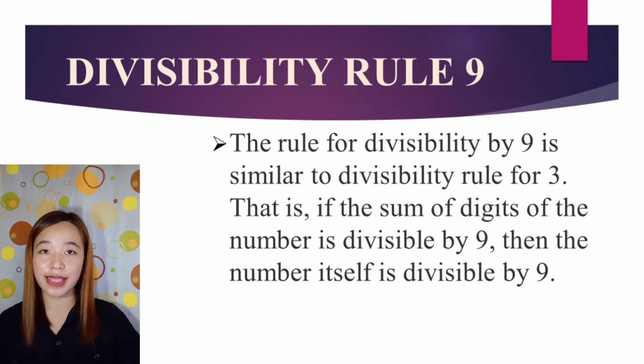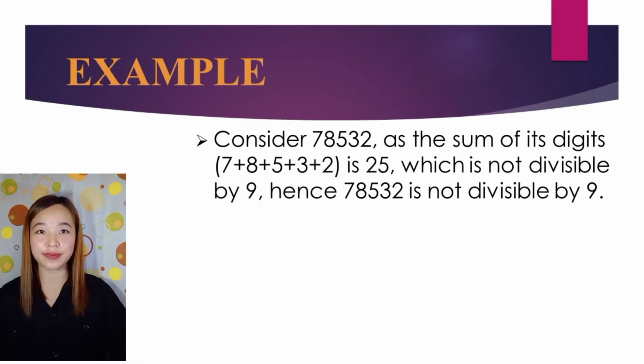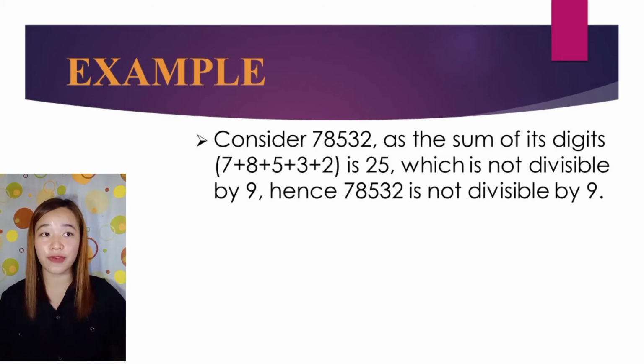So next, the divisibility rule of 9. The rule for divisibility by 9 is similar to the divisibility rule for 3. That is, if the sum of the digits of the number is divisible by 9, then the number itself is divisible by 9. So, for example, consider 78,532. The sum of its digits, 7 plus 8 plus 5 plus 3 plus 2, is 25, which is not divisible by 9. Hence, 78,532 is not divisible by 9.